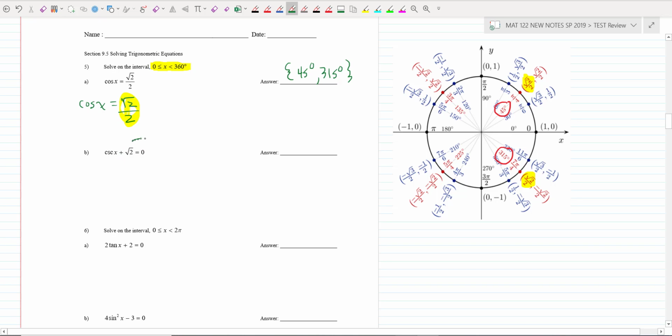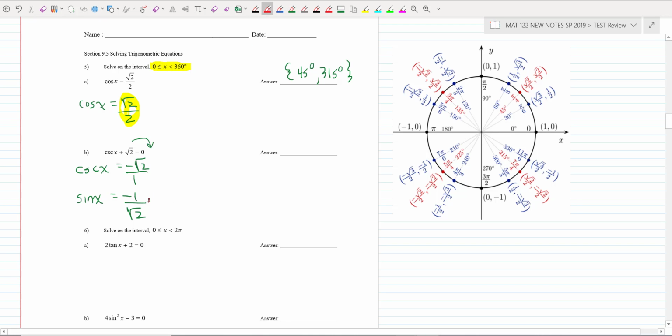So you need to move the root 2 over to the other side. So I would have cosecant x equals negative square root of 2. Now the way I look at this is, if you have a cosecant, you can easily turn it into a sine. That's what I would recommend you do on this. The sine of x is just the reciprocal, so that would be negative 1 over root 2. It's just easier to work with a sine on a unit circle than it is a cosecant.